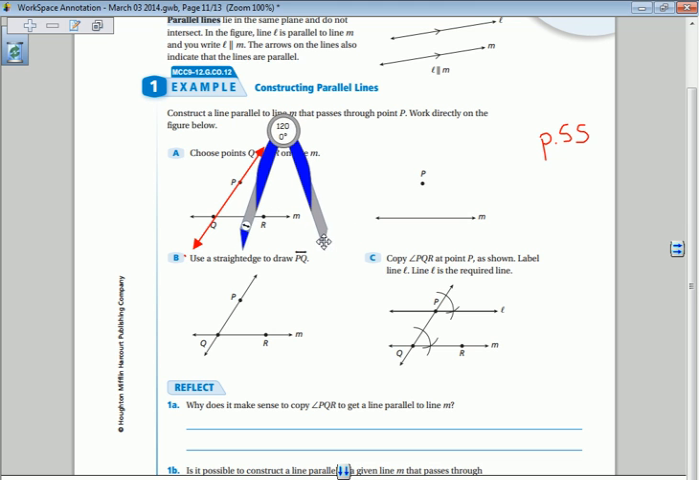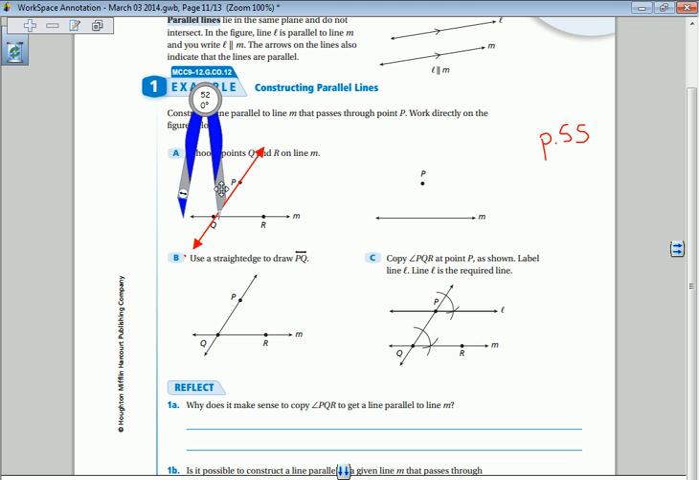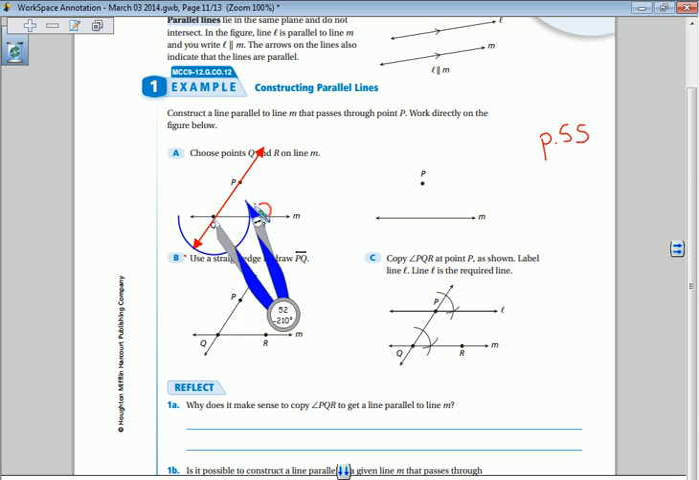Then we take the compass, and we're going to come here and draw an arc. And then I'm going to move it up to here and draw the same arc without changing my compass.